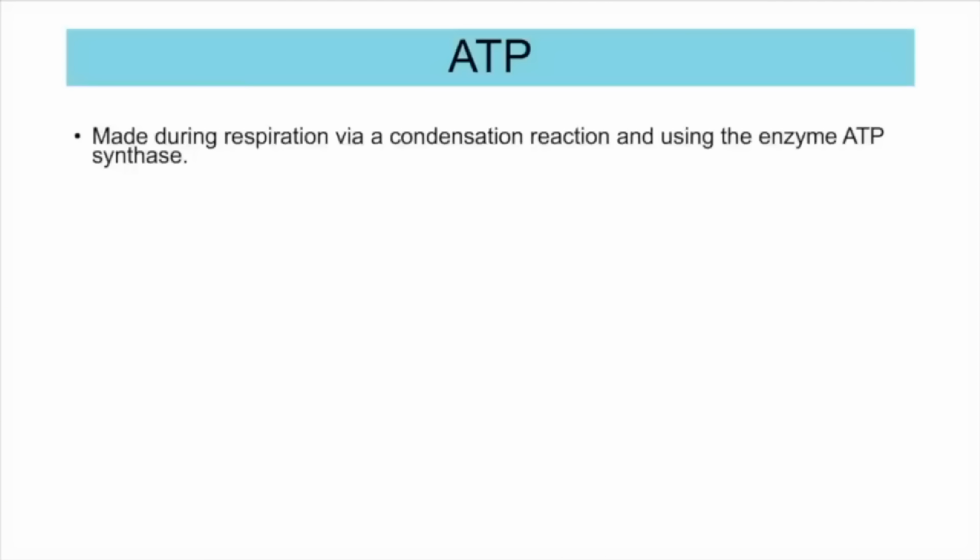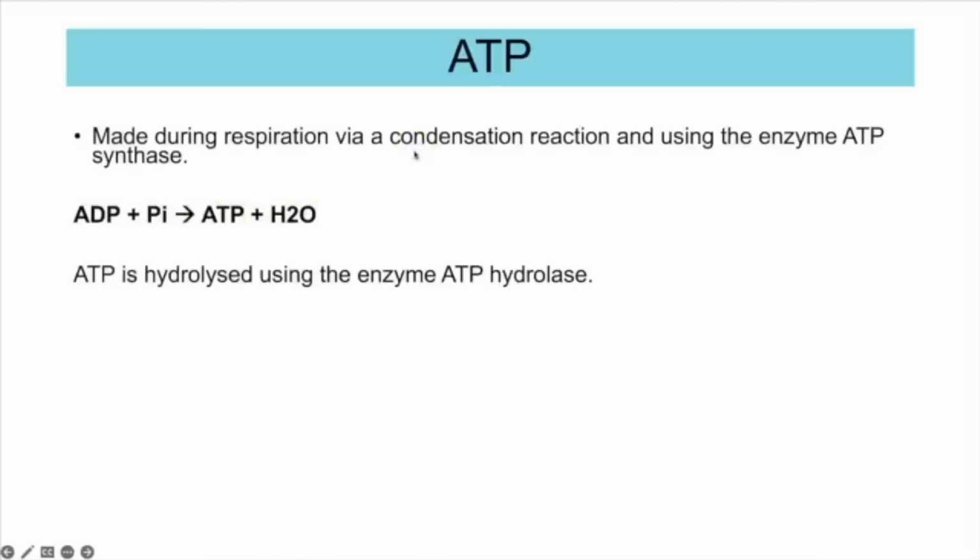Now, ATP is made during respiration, both aerobic and anaerobic, but most of it is made in aerobic respiration. This is through a condensation reaction using the enzyme ATP synthase. So here we see ADP plus an inorganic phosphate, that's what Pi stands for, and that forms ATP, plus a water molecule is released because it's a condensation reaction. This is a reversible reaction because ATP can be hydrolysed using the enzyme ATP hydrolase, and in that case the enzyme plus the addition of water would split one of the bonds between the phosphate groups. That releases a small amount of energy, and therefore we get ADP plus Pi.